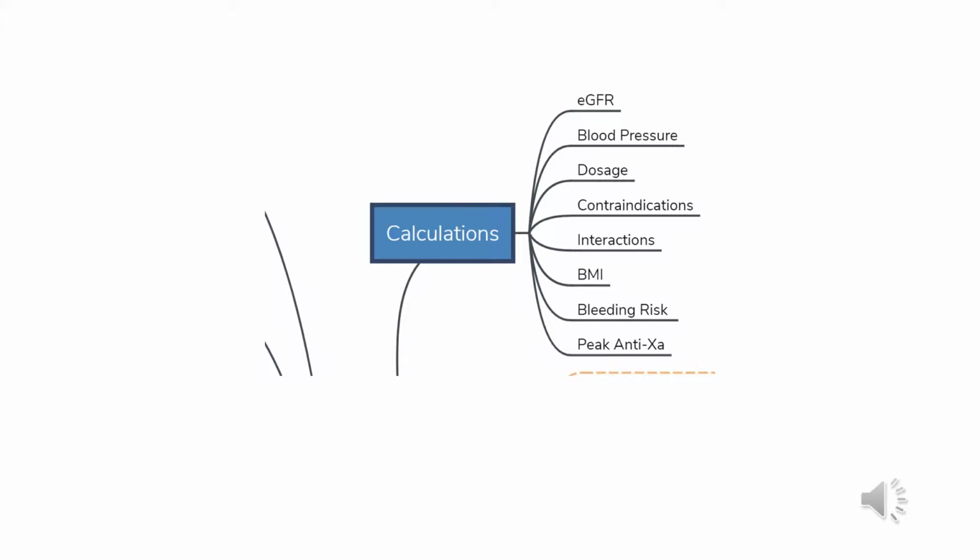After inputs, the decision support tool will calculate several variables which will help produce outputs for decision support. This includes blood pressure, dosage calculations, contraindications that may be present, drug interactions, the body mass index, and the bleeding risk of the patient.